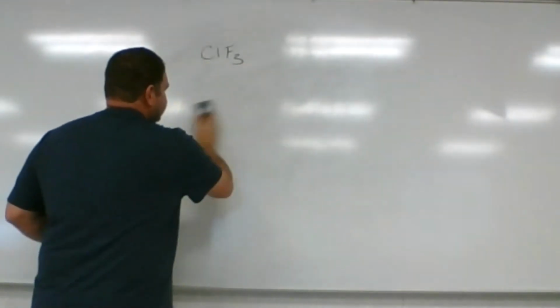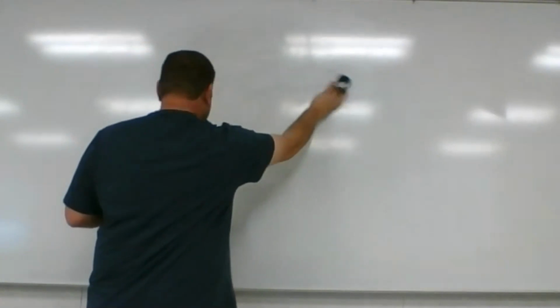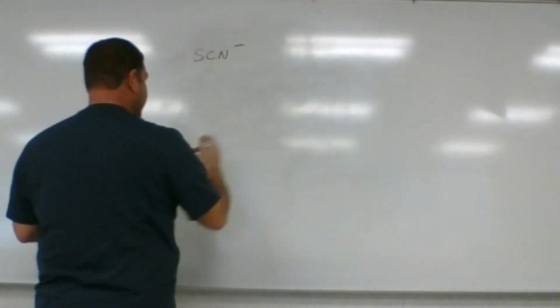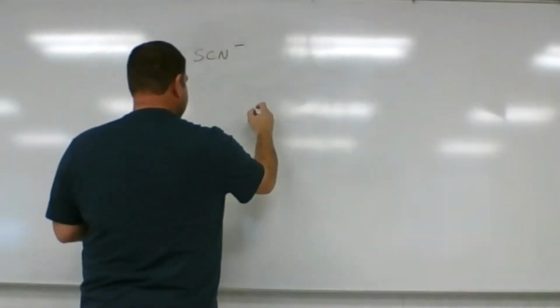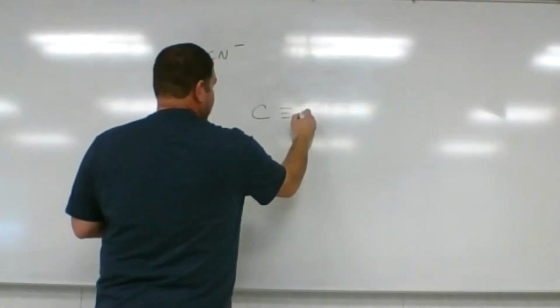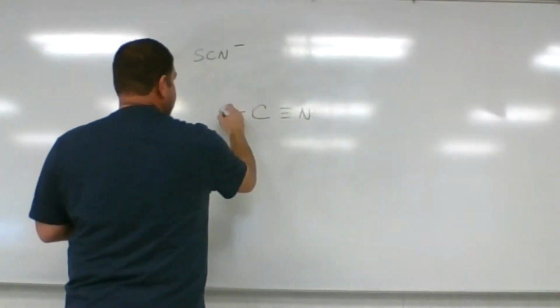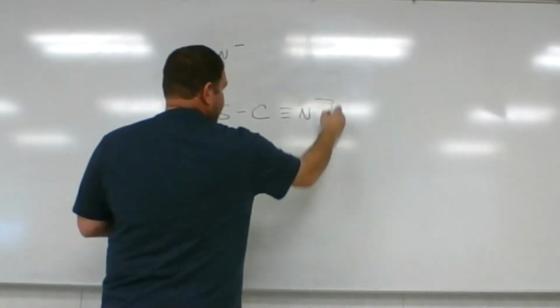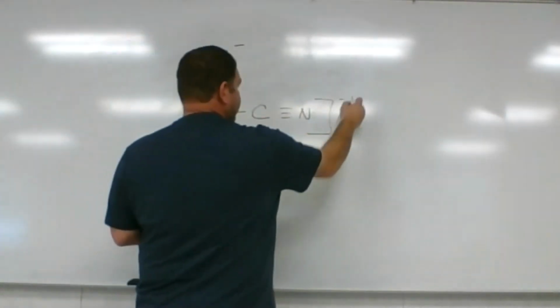But it is polar, all right? All right, let's do SCN minus, okay? We're only going to do one resonance structure here. Let's do CN and S like so, all right? And this is going to be a -1 charge.